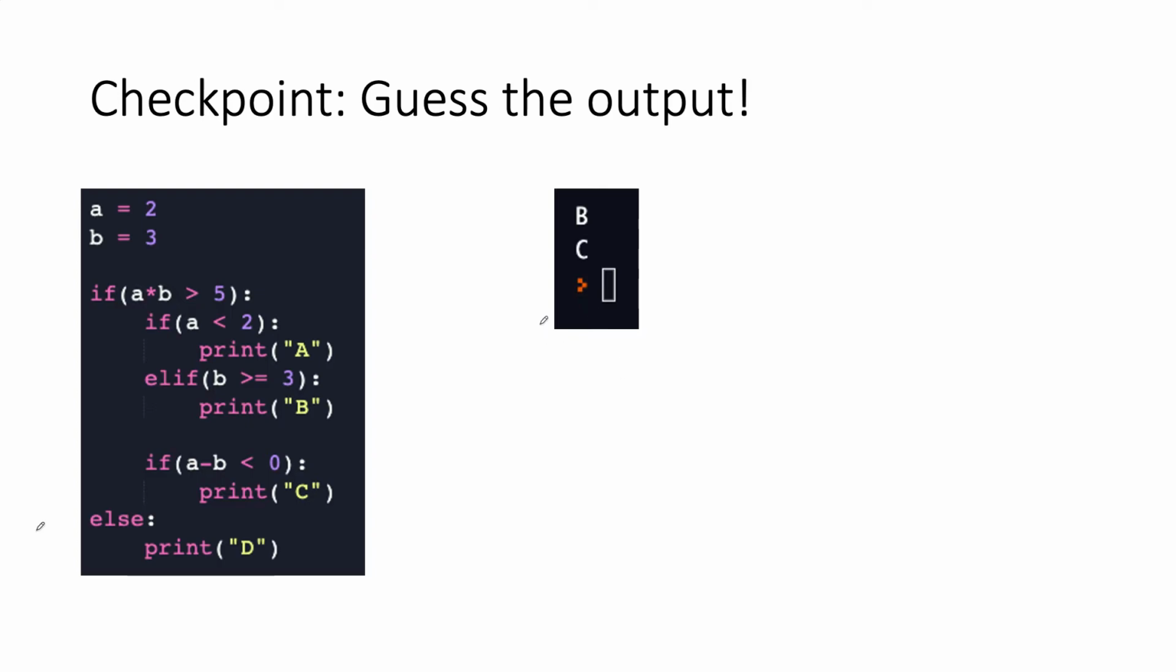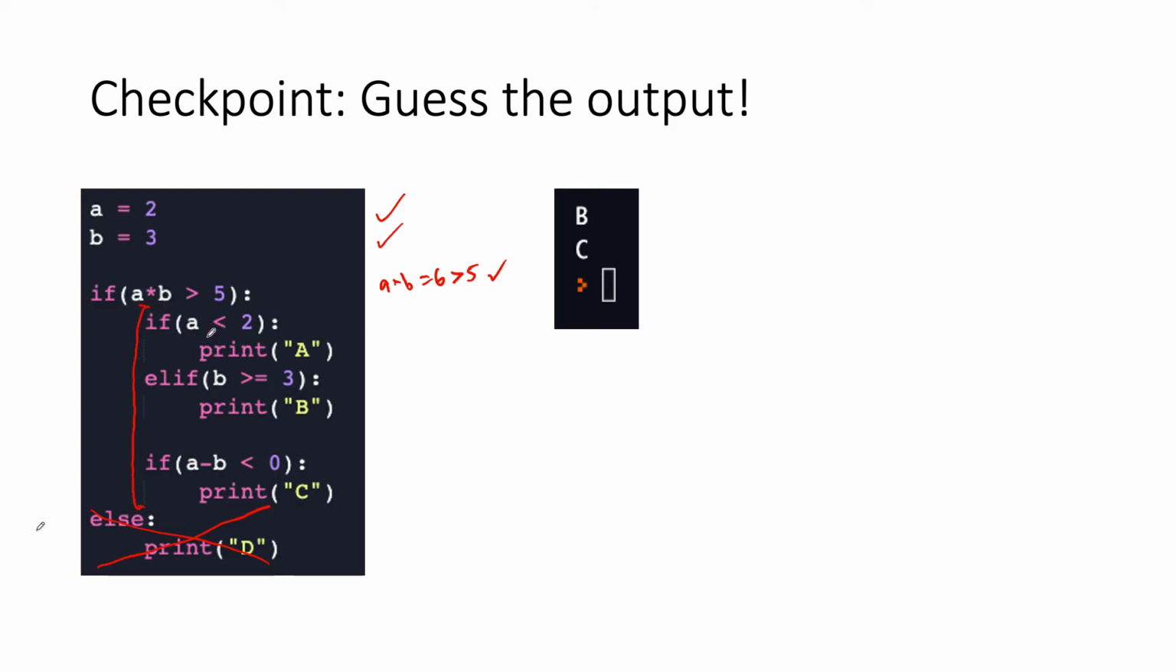So why is that so? You see A equals 2, B equals 3, that's fine. Then if A times B is greater than 5, is that true? What is A times B? A times B equals 6, right? Is 6 greater than 5? That is true. So you enter this block of code. You completely ignore this part and you enter this block of code.